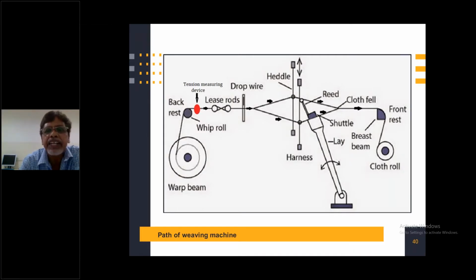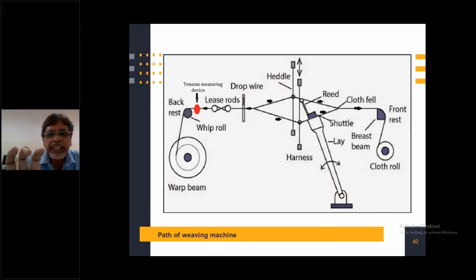So the only other way is if you can do a mathematical model of the whole process, that means the moving of yarn from your back rest to the cloth fell. If you can do a mathematical model of this whole running process, from 0 to 360 degrees, then we can have a clear picture of what is happening at every degree of rotation of this particular machine, as far as the tension in this particular area is concerned.